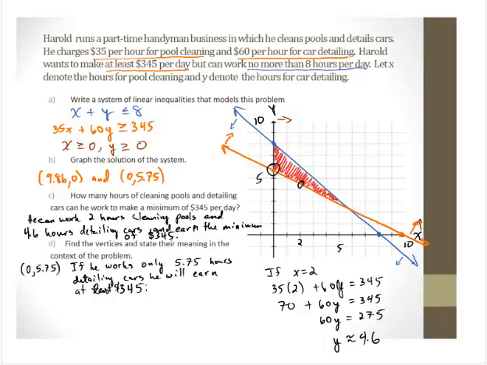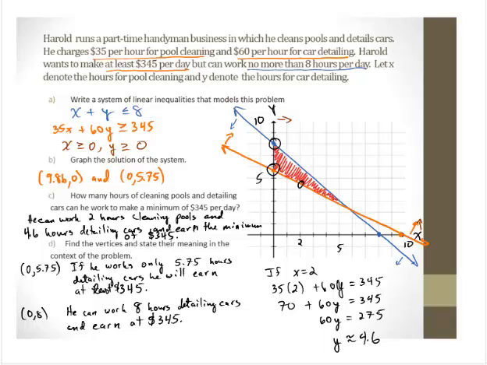Also, though, he can work, if he goes to (0, 8), he can work 8 hours detailing cars and earn at least $345, without going over the other requirement that he only wants to work 8 hours per day. Now, what about that other vertex?